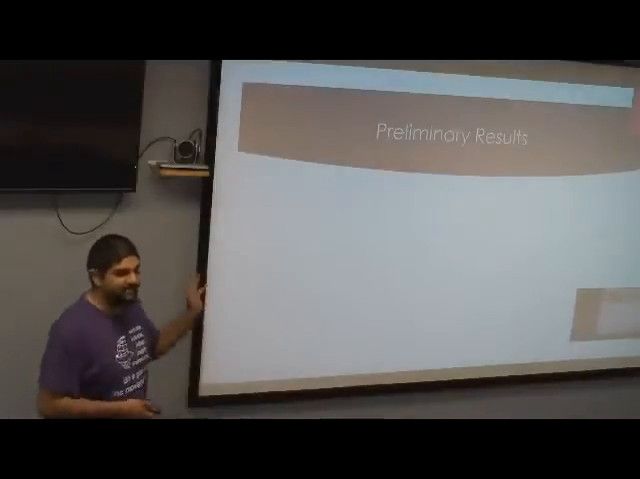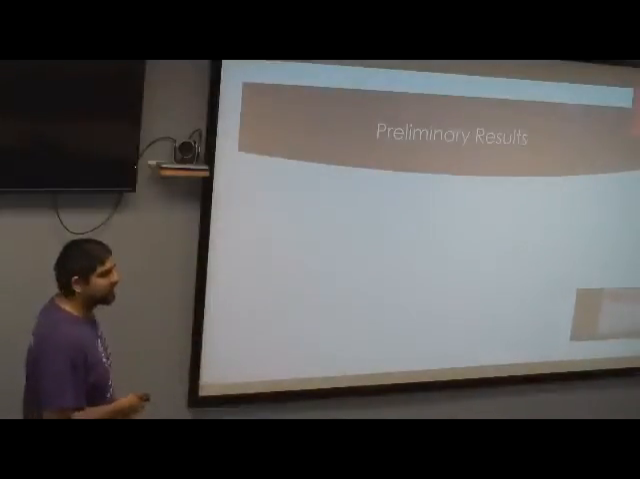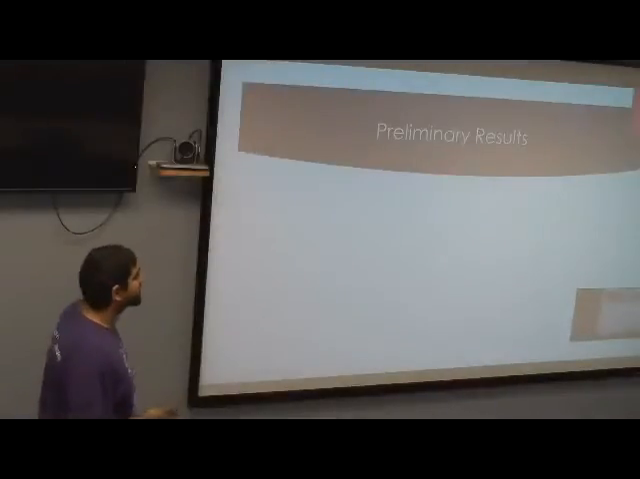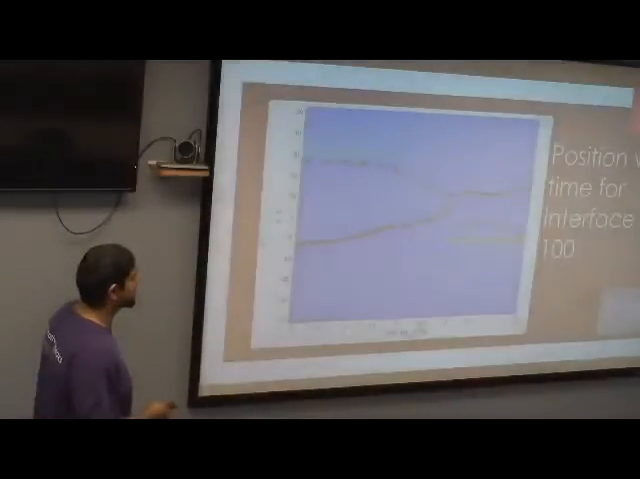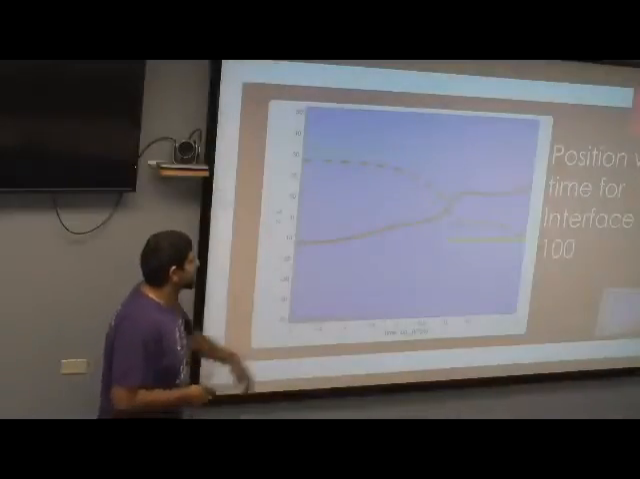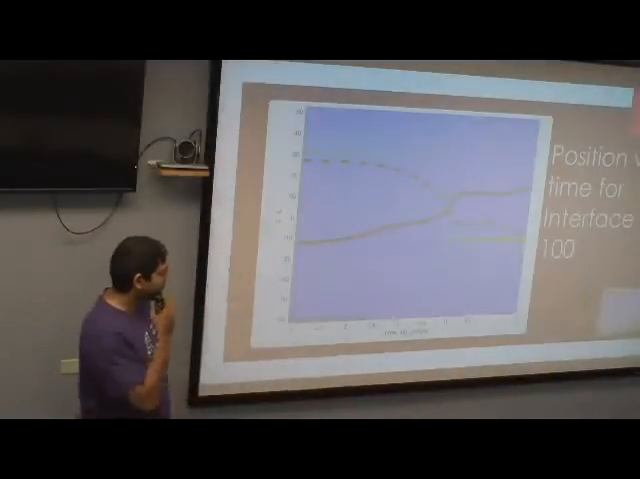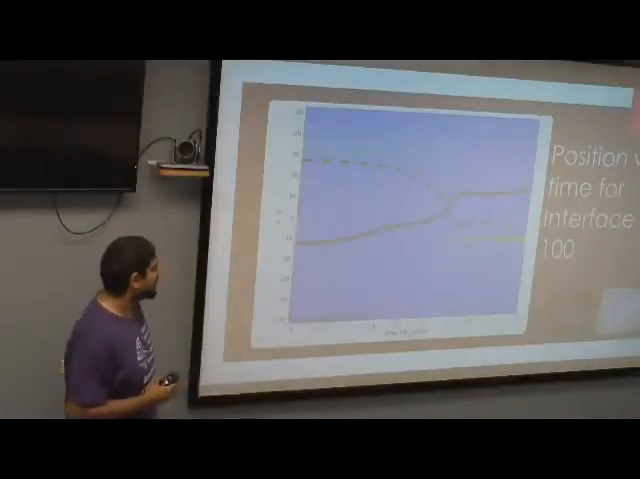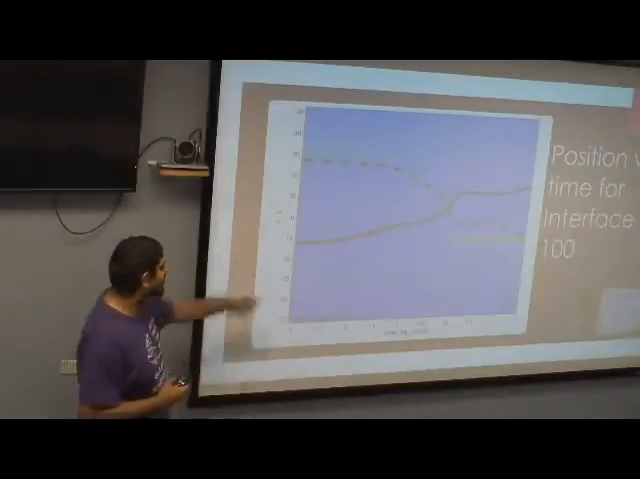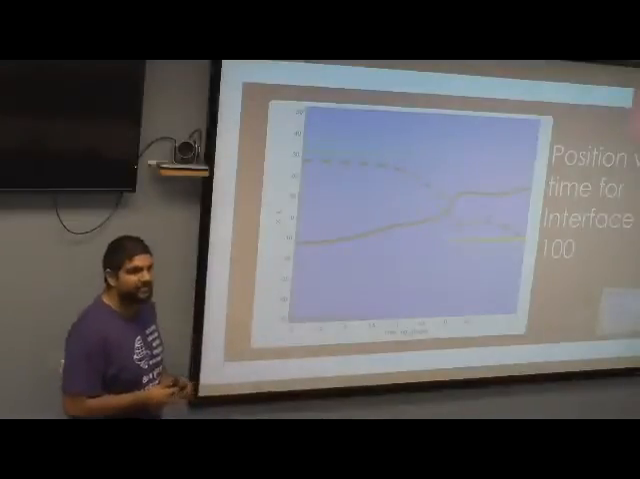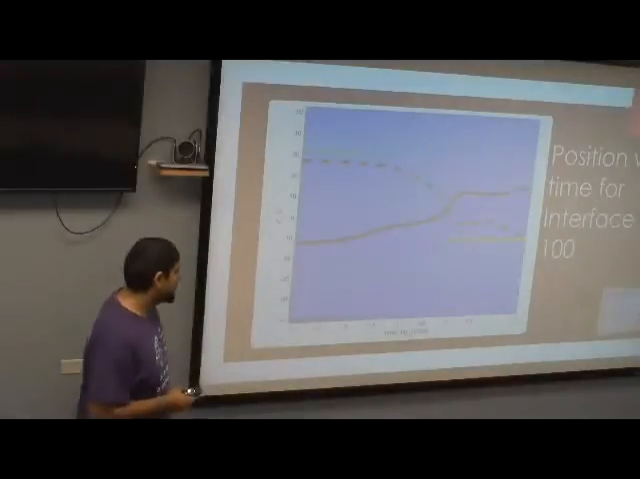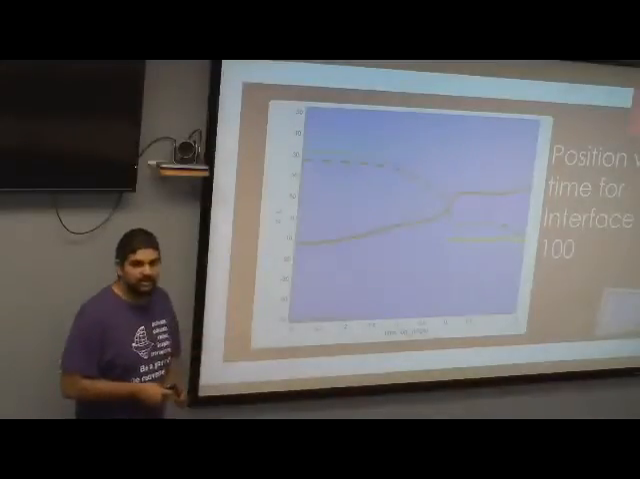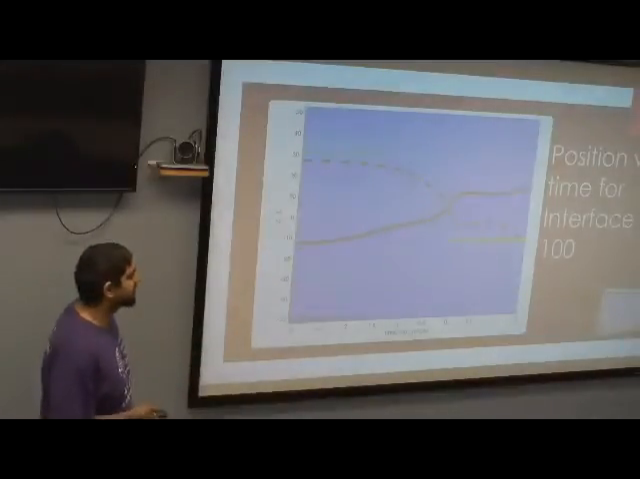Okay, and here are some of the preliminary results that I have. This is a position versus time graph that I have for interface 111. On the y-axis, we have the electron position, and on the x-axis is time. So this is just a preliminary result that I have for that.